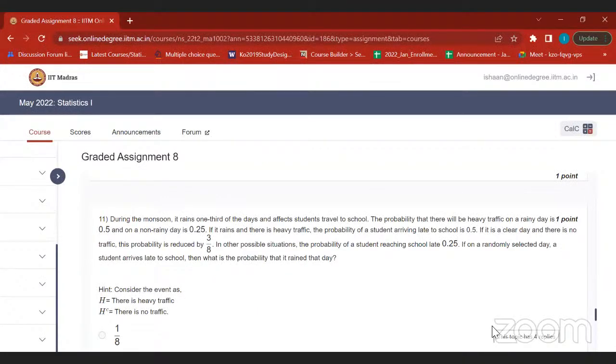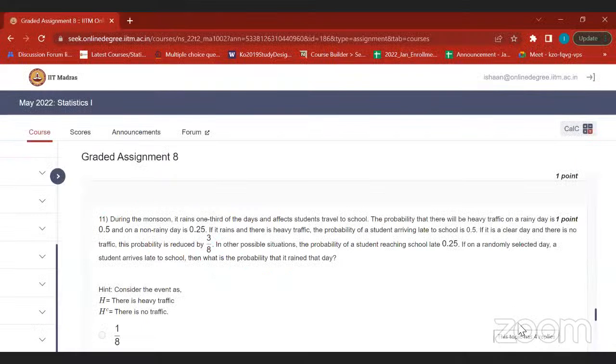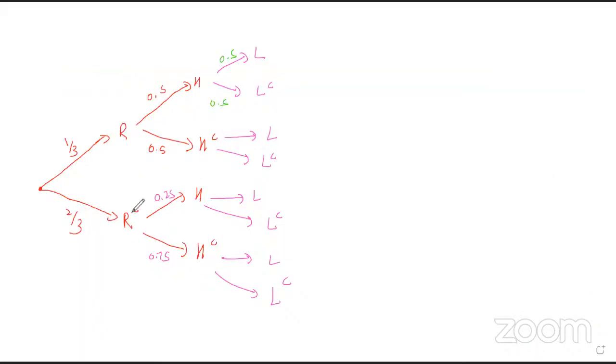So now rain, heavy traffic and late, this probability is given to you to be 0.5, and this would also be 0.5. Similarly, you can write it down for all the other cases. If it is a clear day and no heavy traffic, clear day means this part I'm talking about, and no heavy traffic, this part. So it's 0.5 minus 3/8, right? And it would be 1 minus this, so it would come out to be 0.875. It is 0.125, right?